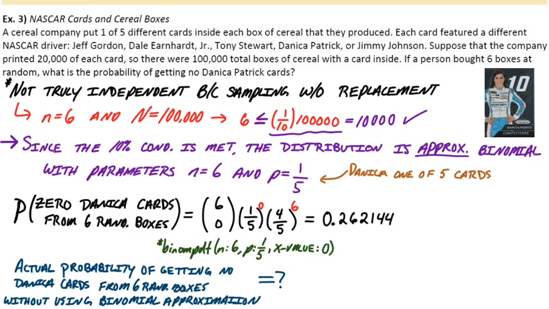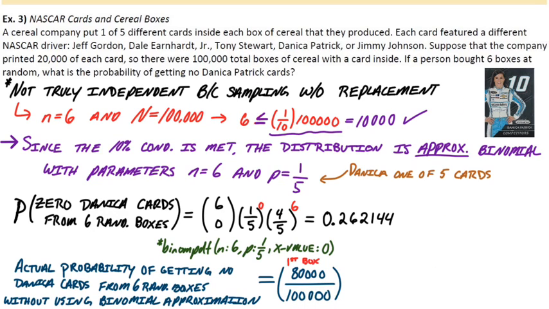And we are still going to take the box and keep it, right? We want the card in the cereal. So let's start with the first box. If there's 20,000 of the Danica cards floating around out of the 100,000 boxes, then the probability we don't get one in the first box would be 80,000, because there's 80,000 losers in this case, non-Danica cards, out of 100,000.